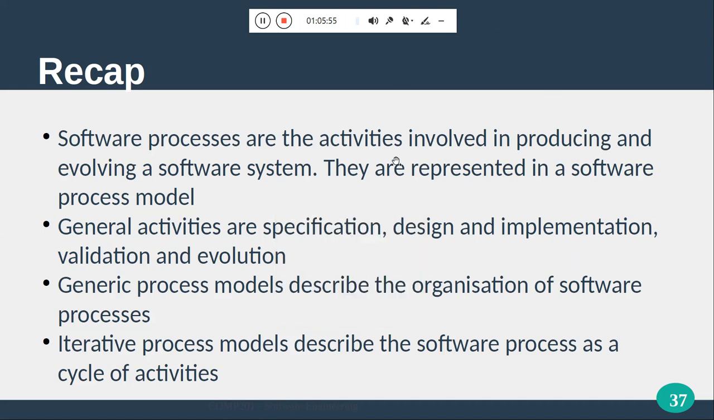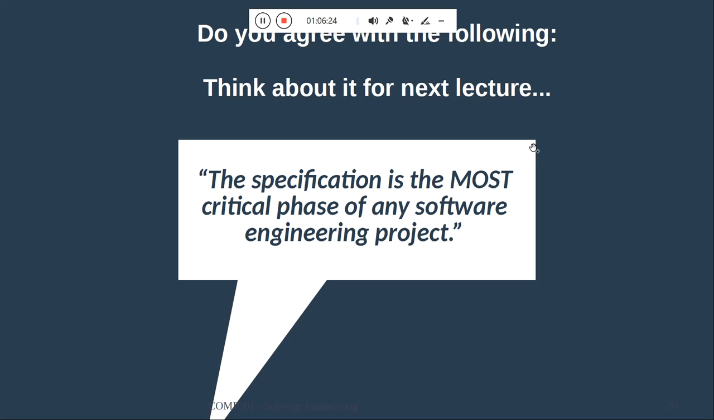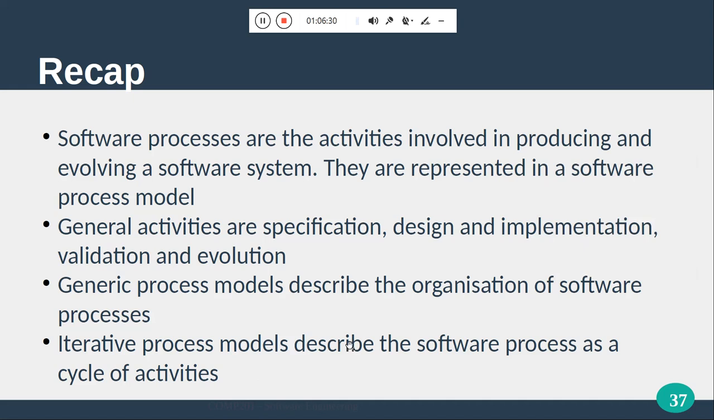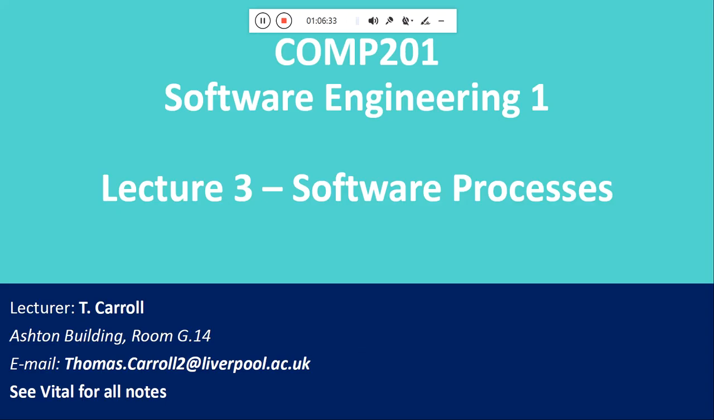And the recap is that the processes of producing and evolving software systems are represented in a software process model, and the general activities are specification, design, implementation, validation, and evolution. The generic process model describes the organization of the software process. The iterative process model describes software as a cycle of activities. And the most important is specification. And here is the menu of the first two lectures. That's pretty much it, and I'm going to cover lecture 3 later.